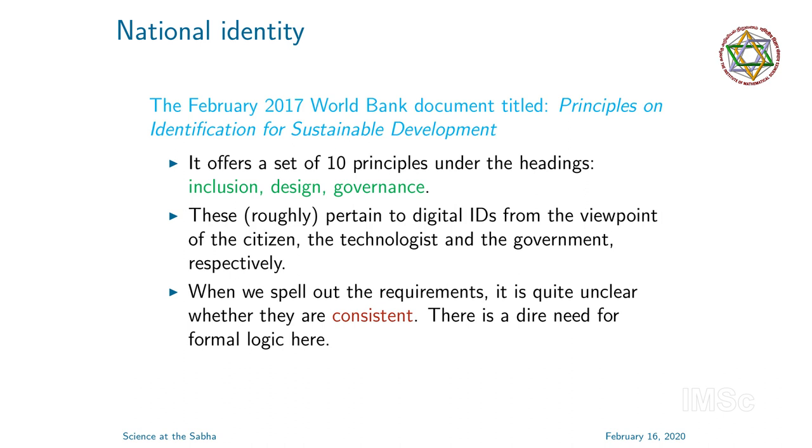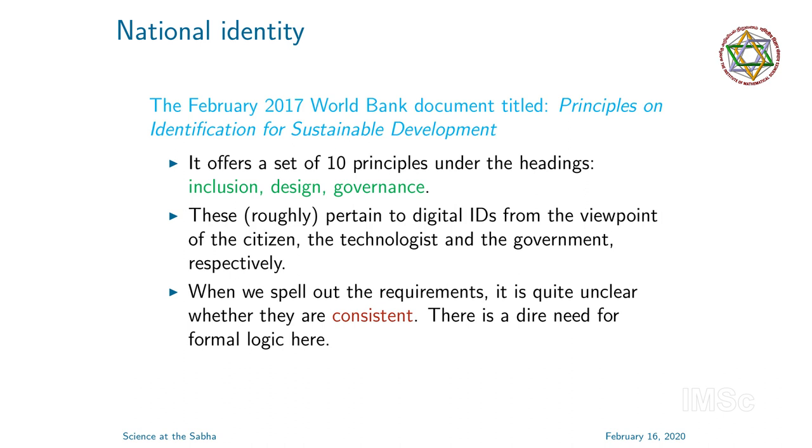Inclusion is from the viewpoint of the citizen. I think design and governance are from the viewpoint of the technologist and from the viewpoint of the government, respectively, talking about what are the things that you would want. Now, we start spelling out the requirements. It's quite unclear whether they are consistent. These wish lists run into pages and pages, right?